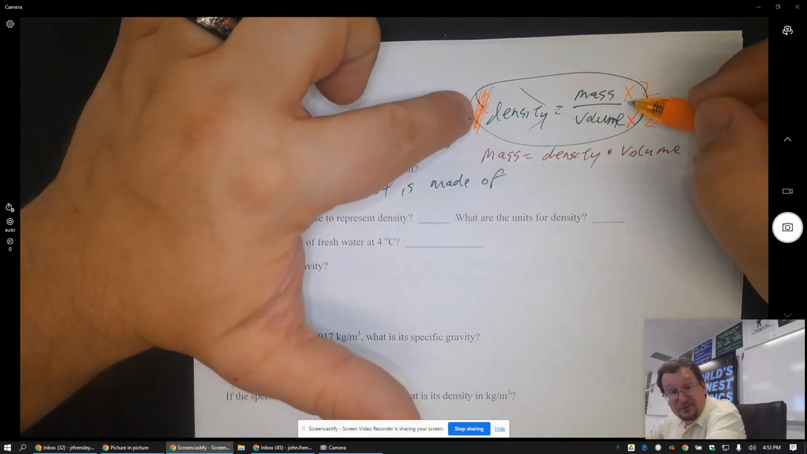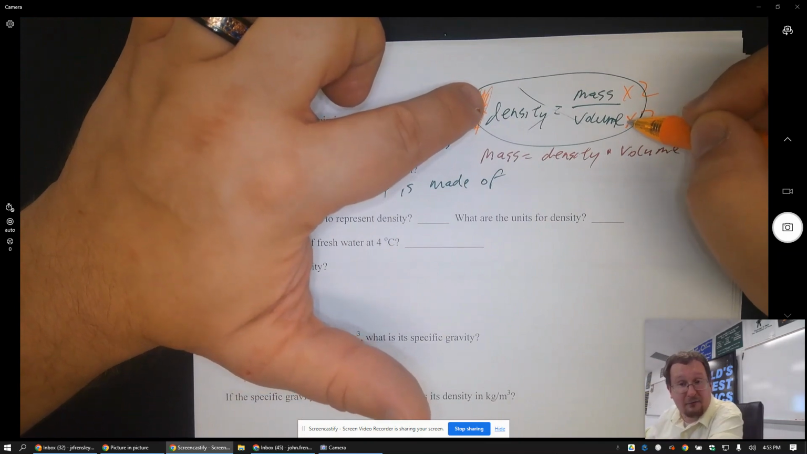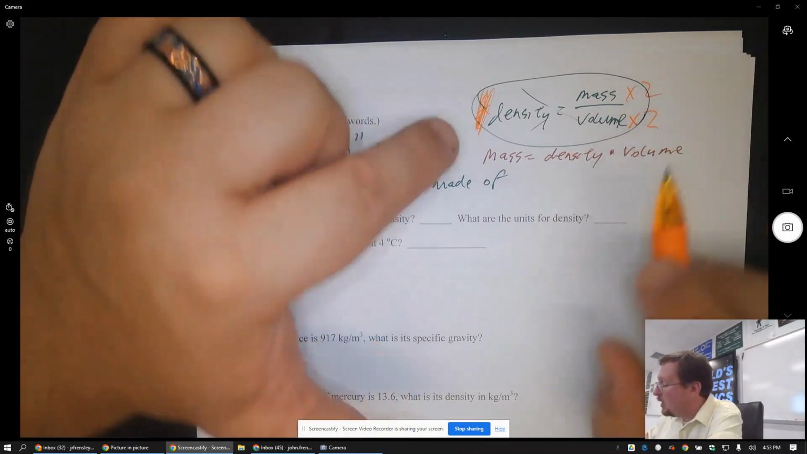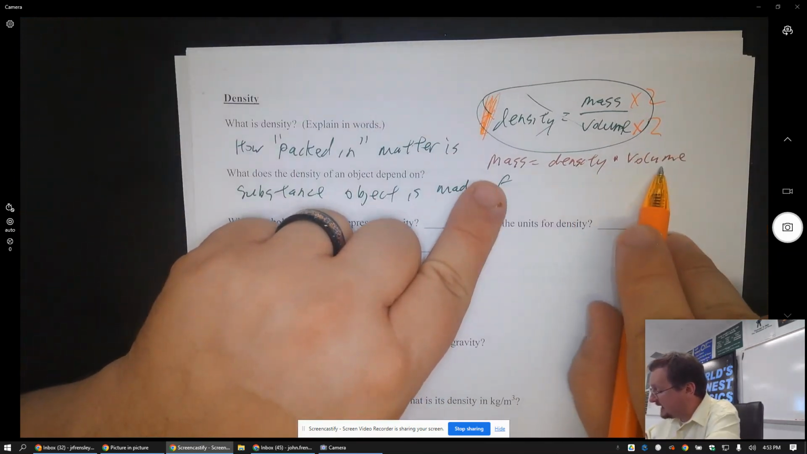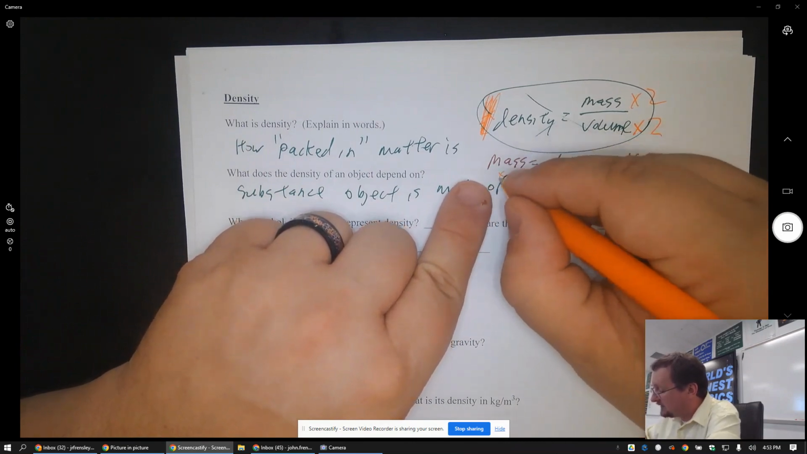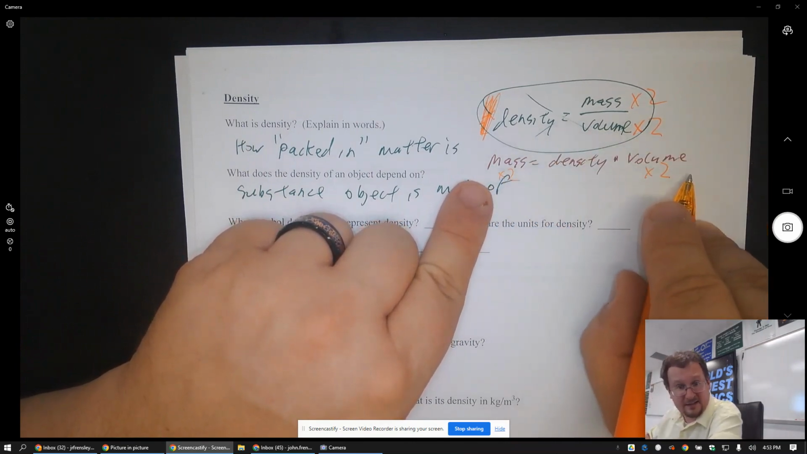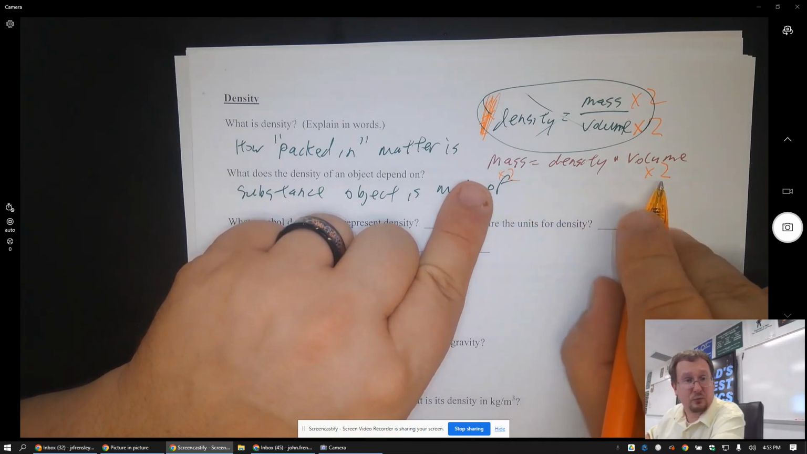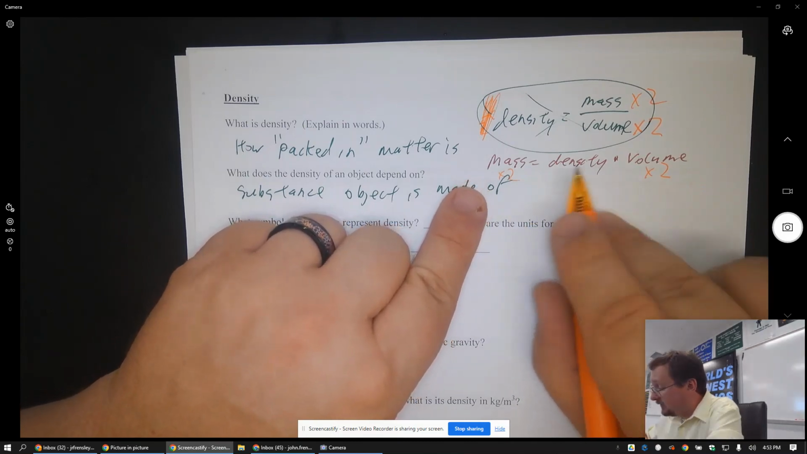You can gyp students on this. You can make them say double volume is half density. No, what we're going to say is that if mass is density times volume, double volume is double mass. You see how it's a lot less difficult? It's a lot more difficult to get rooked on this one, right? If you'd write it this way.